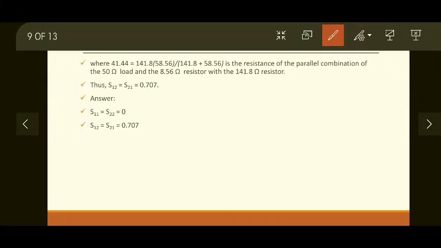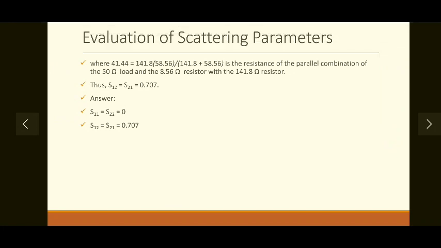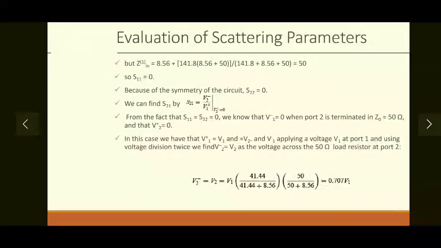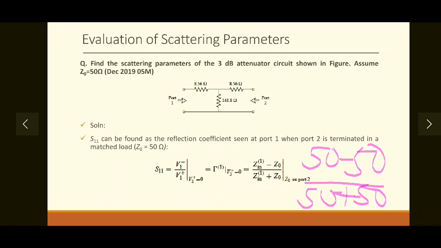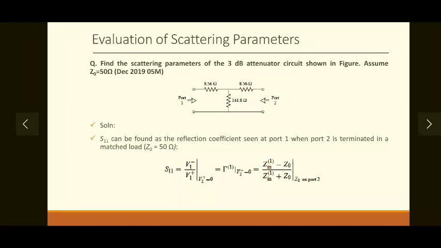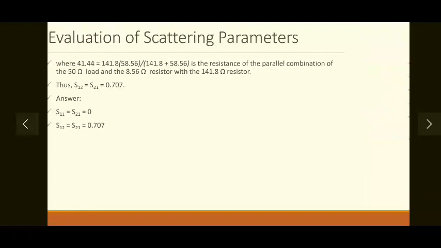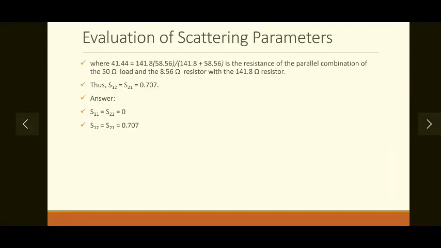Where 41.44 is the resistance of a parallel combination of the 50 ohm load and 8.56 ohm resistor with the 141.8 ohm resistor. This we have calculated in the previous steps. So 41.44 is the value of the parallel combination of 141.8 with the series combination of 50 and 8.56 ohm resistor.